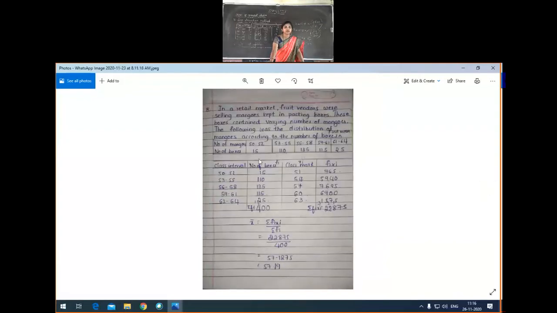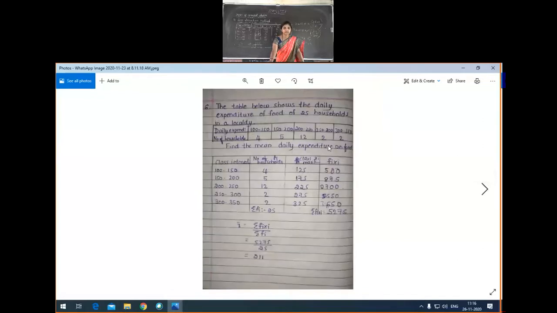Next one. So here again, the same: class interval and frequency are given. You have to add the frequency, find the class mark, make the Fi xi column, then substitute the values. Here the answer is 57.19. Just check your answer, okay?